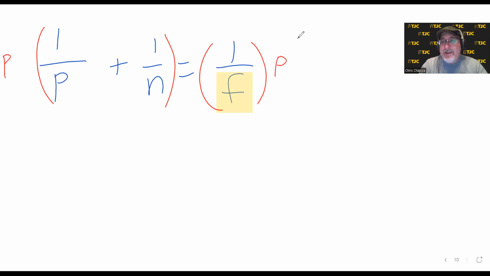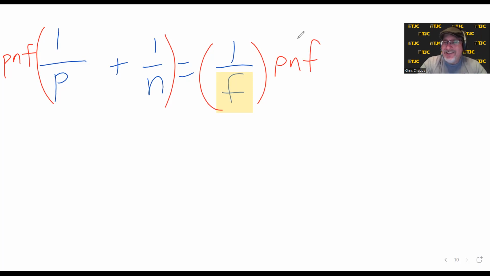But that won't get rid of the N. I would have to multiply by N. But neither of those will get rid of the F, so I have to multiply both sides by F. A fairly common equation solving strategy is when you're solving an equation with lots of fractions, you should probably get rid of them as soon as possible. And you can always achieve that by multiplying both sides by all the denominators.